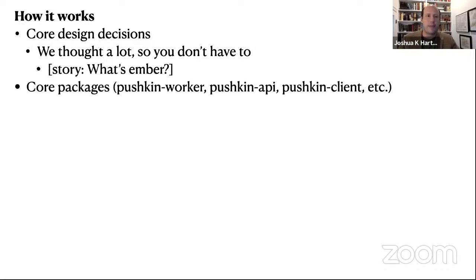But we also have these core packages. They're called things like Pushkin Worker, Pushkin API, Pushkin Client. These are packages that have a lot of core utilities and functions that are very useful for putting together a website in general, and specifically for running online experiments. So you can think of this as sort of like the out-of-the-box R code and built-in libraries that you don't have to download.